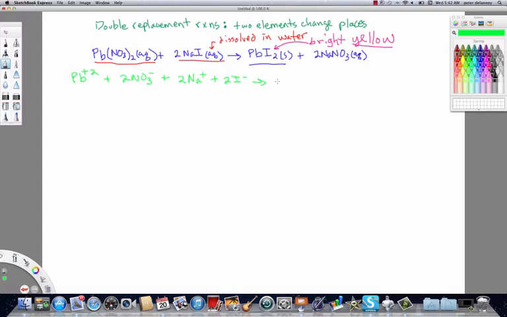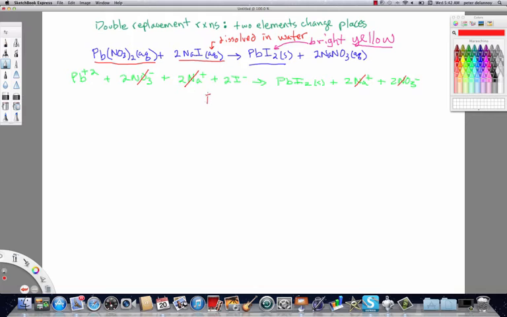And then on this side of the equation, we represent the solid the way it is in reality, together, and then sodium nitrate is separated into its ions like this. Okay, now you look on both sides of the arrow and we cancel the things that appear on both sides. These are called the spectator ions. So we're getting rid of the spectator ions.